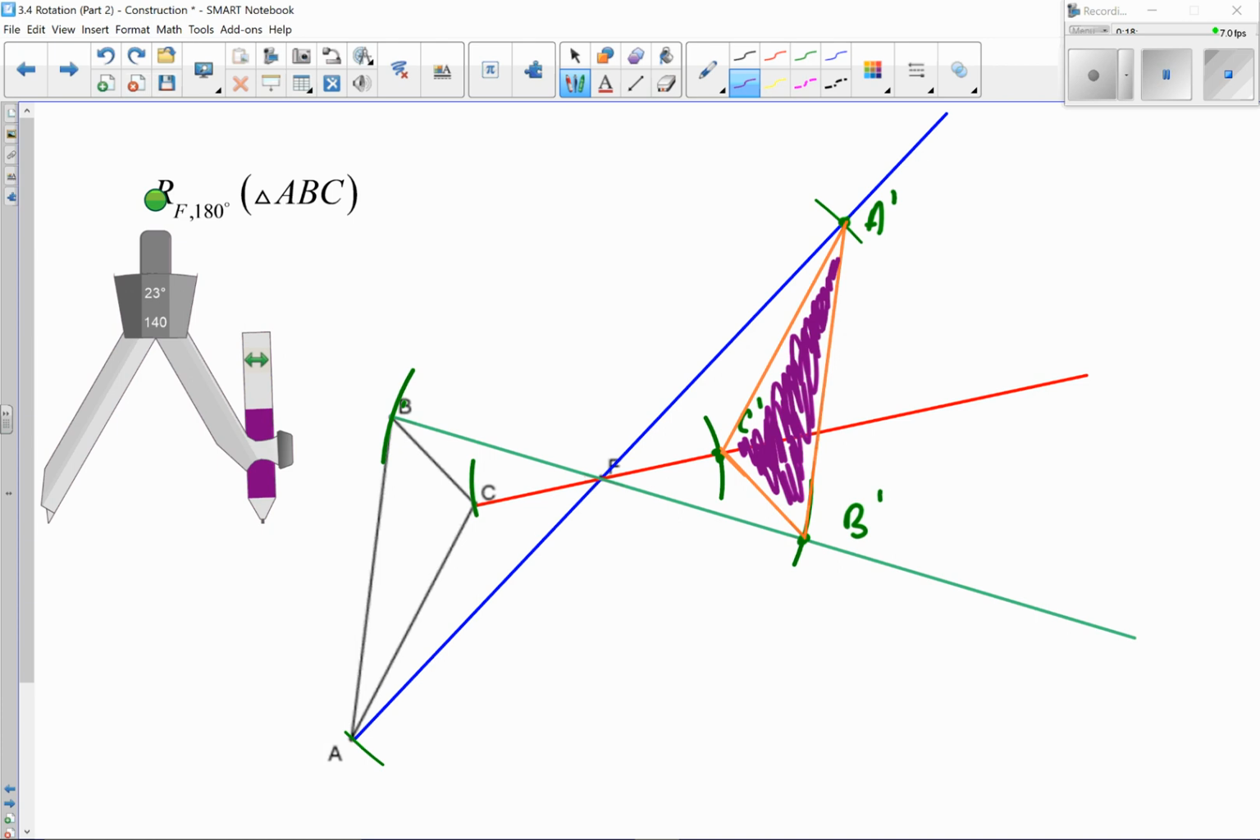But again, with the use of a protractor, you can do any angle that you are asked to do. So take this opportunity to pause the video and try this on your own in your notepad.